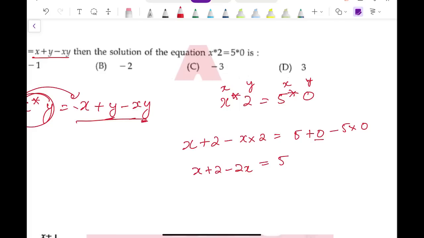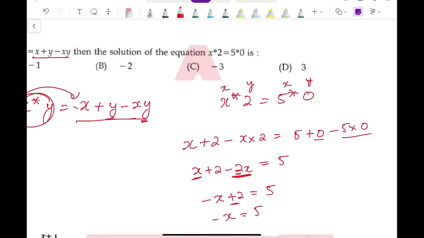This one is 0, this one is 0. So which simply means if I solve this 2, how much would I get? Minus x plus 2 is equal to 5. So why minus x? Because the greater number here is 2. So which means minus x is equal to 5.